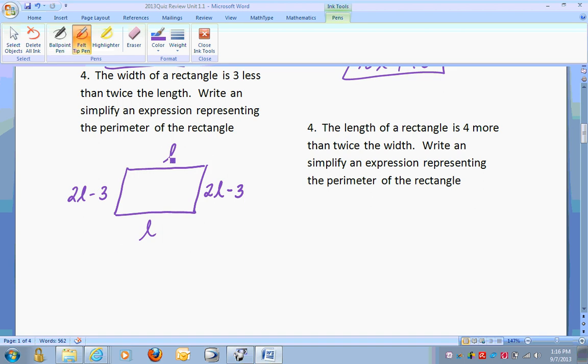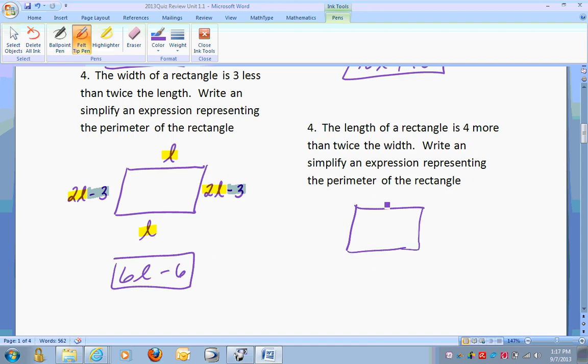So now I can go ahead and combine like terms. So I'm going to highlight all my L terms. And when I do that, L plus 2L plus L plus 2L gives me 6L. And then I'm going to highlight all of my constants, negative 3 and negative 3. And when I do that, I get negative 6. So the simplified expression for the perimeter of that rectangle is 6L minus 6. Okay, number 4 on the target practice.